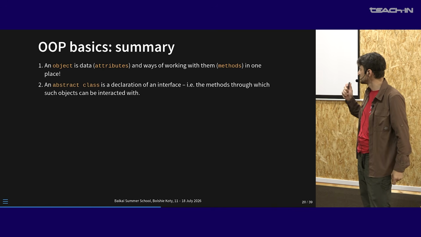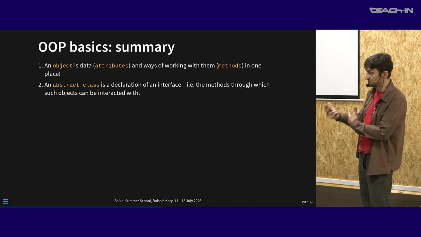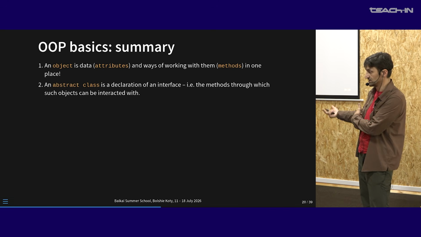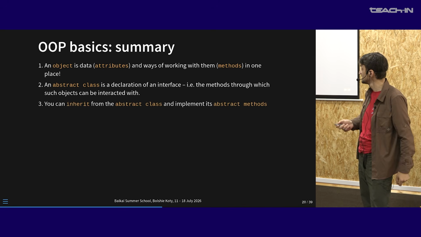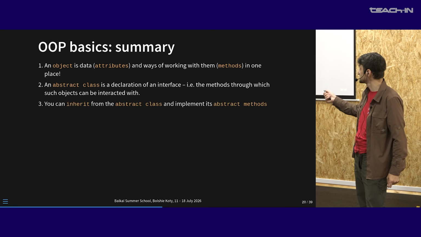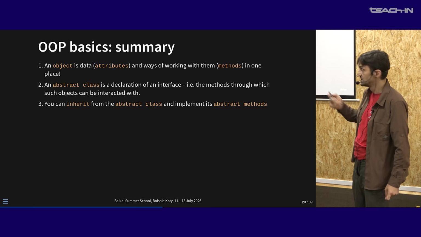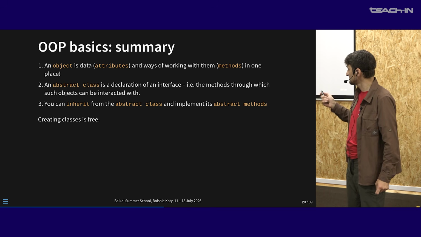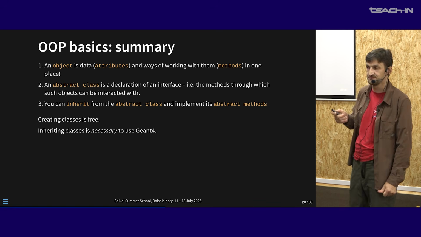Abstract class is a declaration of interface, so all the methods through which the object can be interacted with, and we can interact with all its children using this interface. You can inherit from abstract class and implement the abstract methods, and you have to implement abstract methods if you want to make something real. And creating classes is free, and inheriting is necessary for Geant, unfortunately.